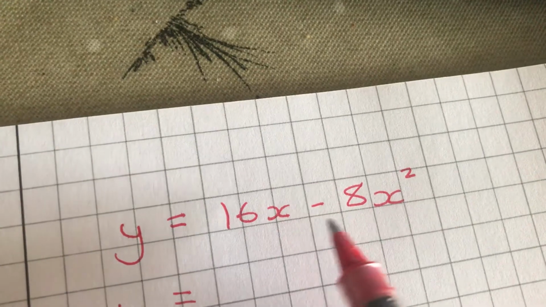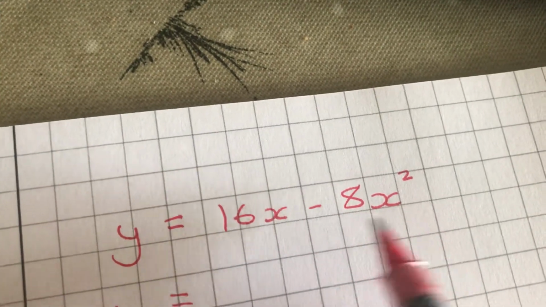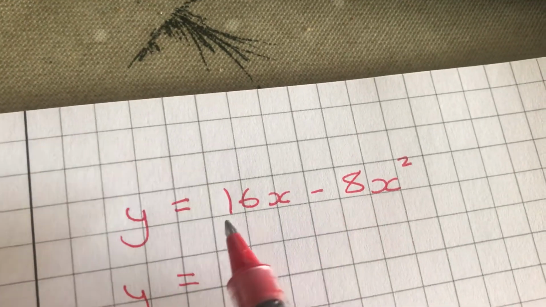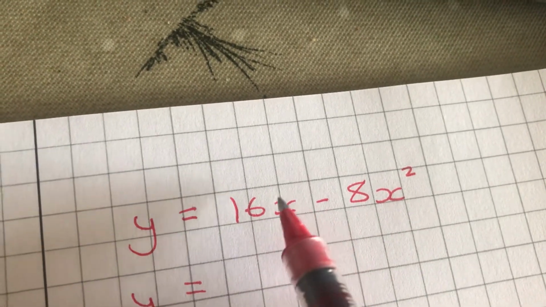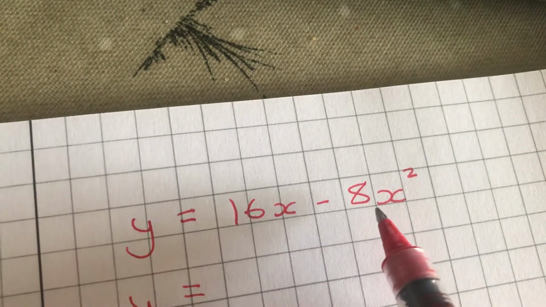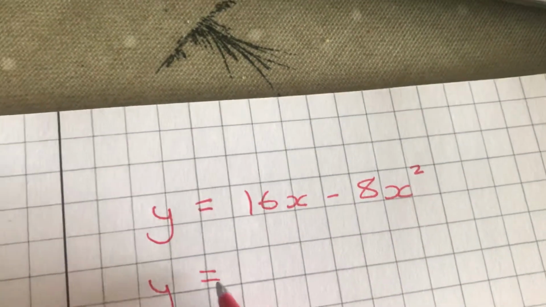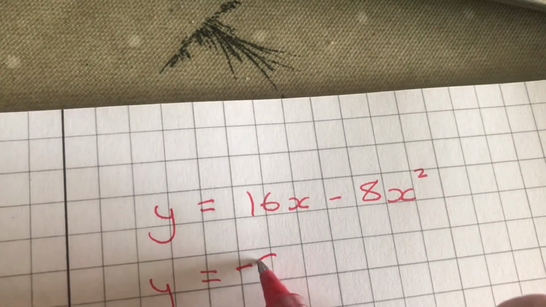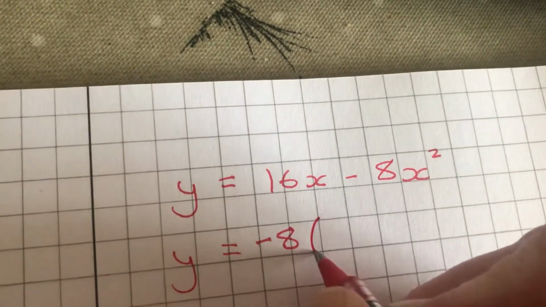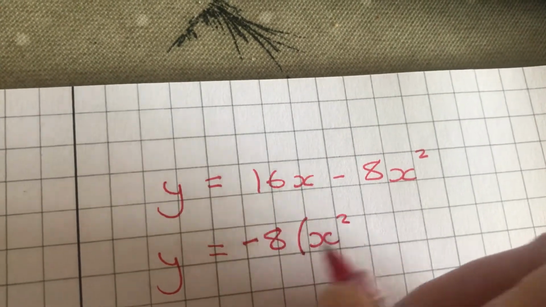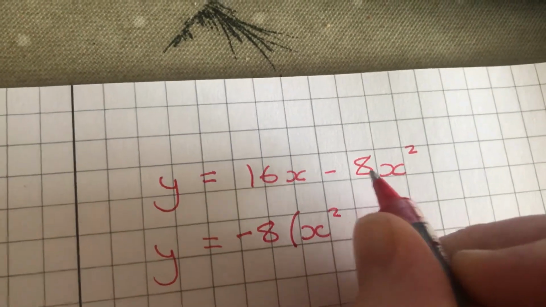I don't like minus x squared, right? It just makes life difficult. So I'm going to take out the common factor from here. Now I'm not going to take out the x, even though that is common. I want to just get x squared on its own if I possibly can. So I'm going to take out the minus 8 as a common factor. That leaves me with x squared. I'm much happier with a positive x squared. Minus 8 times x squared is minus 8x squared.